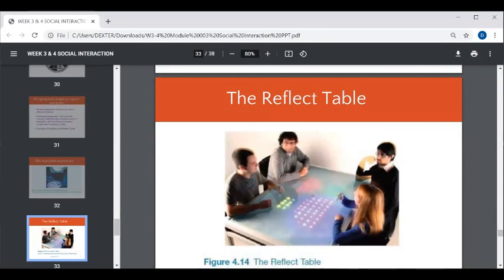The reflect table. So what is reflect table? So this one, reflect, is a meeting table equipped with an array of 8 by 16 LEDs and 3 microphones in its center. So the microphones separate the sound inputs into a channel corresponding to each of the participants. So two kinds of information are extracted. First, the amount of speech for each participant and their involvement based on the prosody of their speech. So this data is visualized on the LED array.